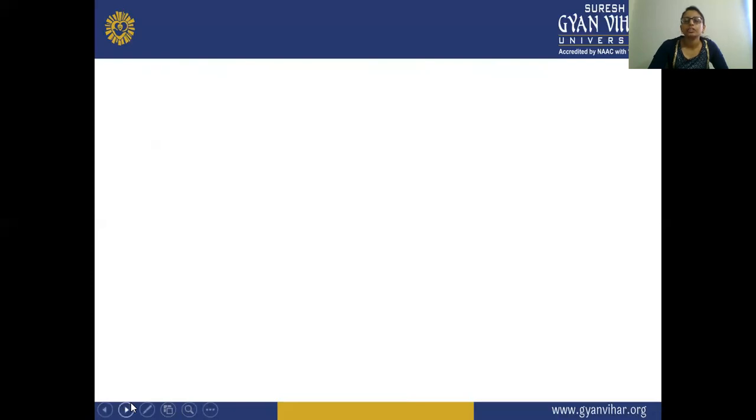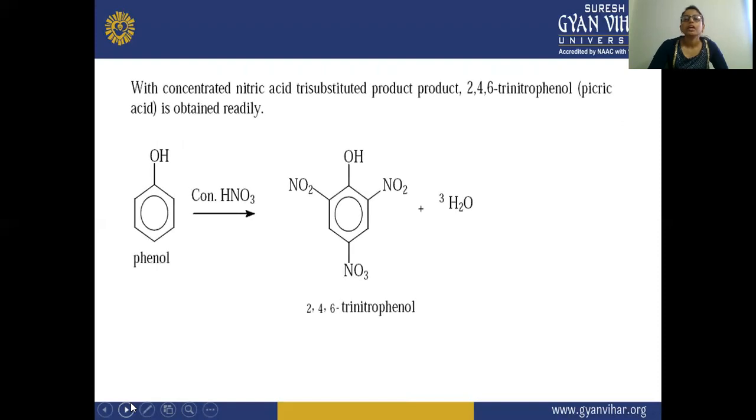reaction, in the next nitration, there is concentrated HNO3. Your phenol molecule is reacting with the concentrated HNO3. There is a formation of 2,4,6-trinitrophenol. So here picric acid is obtained readily from the reactant phenol and the concentrated HNO3, and there is a removal of water molecules also here.